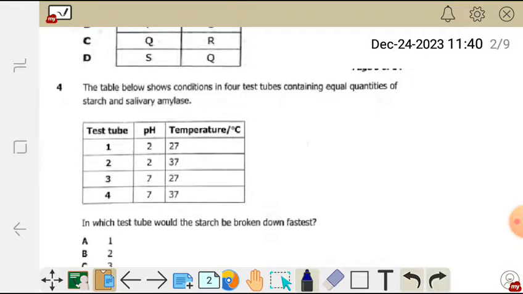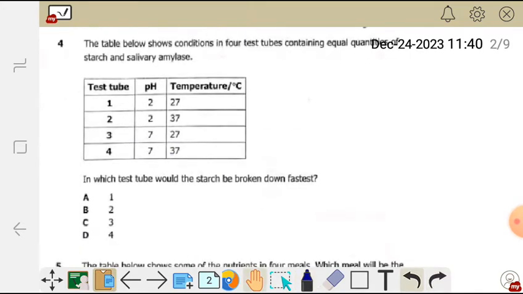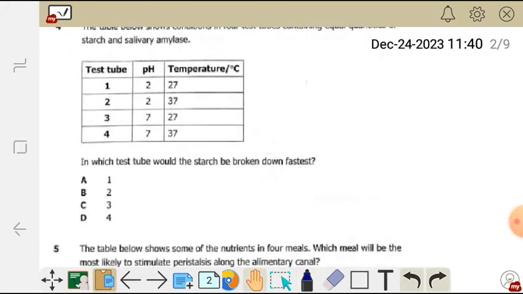So in the mouth the pH is 7 and the temperature must be 37, the optimum temperature for salivary amylase to work very well. Okay, so the starch will be broken down fastest in test tube 4 where the pH is 7 and the temperature is 37. So the correct answer here is D. D is the correct answer, test tube 4. Question 5.